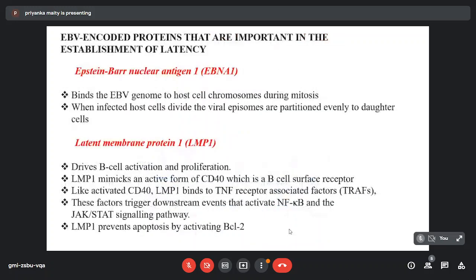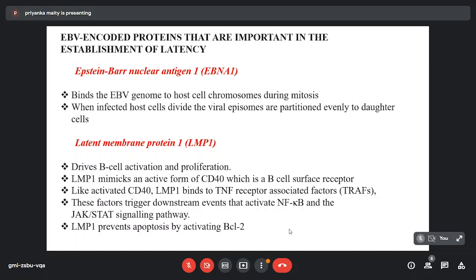EBV-encoded proteins that are important in the establishment of latent infection in B cells are, number one, Epstein-Barr nuclear antigen 1, also known as EBNA1. This binds the EBV genome to host cell chromosomes during mitosis. When infected host cells divide, the viral episomes are partitioned evenly to daughter cells.